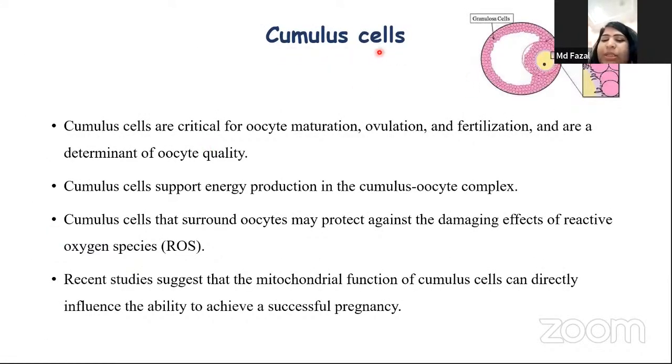Cumulus, as I told you, are the cells that help in nourishing the oocyte, and they help in energy production. This is called the cumulus oophorus complex, and it protects the oocyte from reactive oxygen species. Basically, they are like cushion cells for the oocyte. And recent studies suggest that the mitochondrial function of cumulus has the ability to predict successful IVF pregnancy. Next slide, please.